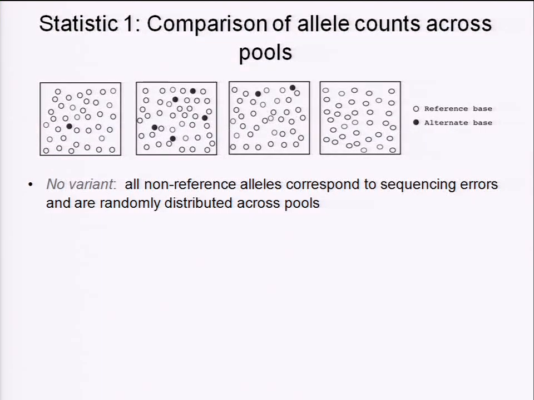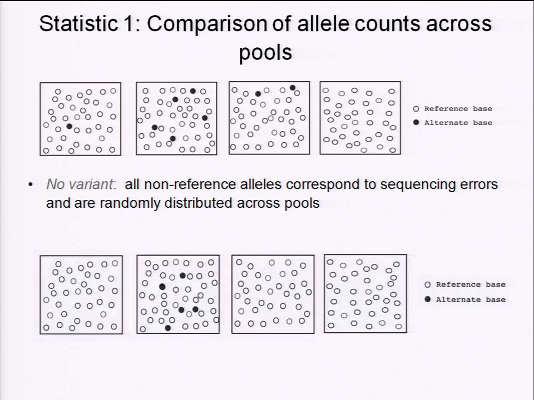So, one by one. The first statistic is based on allele count across multiple pools. We have 4 pools, and each pool has information present at calls in the genome sequence. Here you see these black circles that represent non-reference alleles. When you don't have a variant, you expect all these black circles, which represent sequencing errors, to be more or less randomly distributed across the pools. So you don't expect to see one pool with a number of black circles and other pools with no circles.